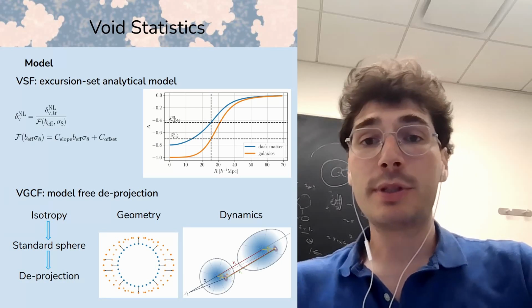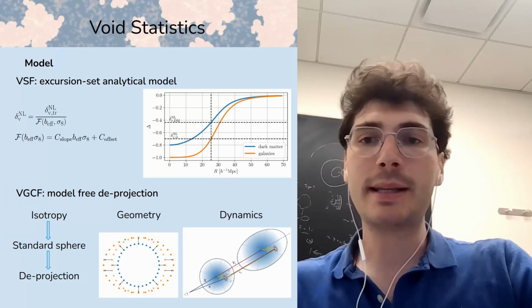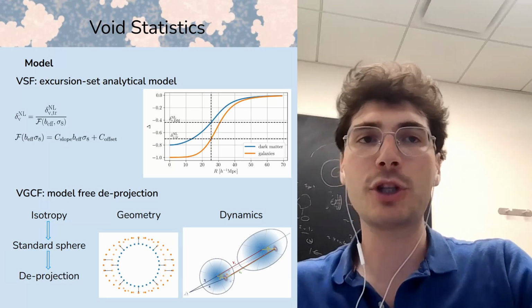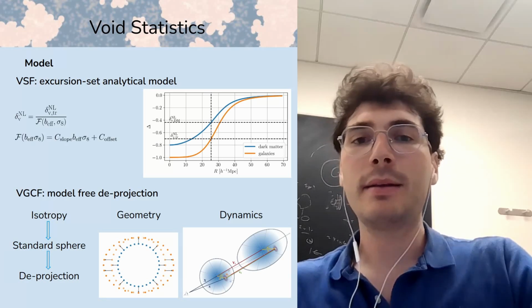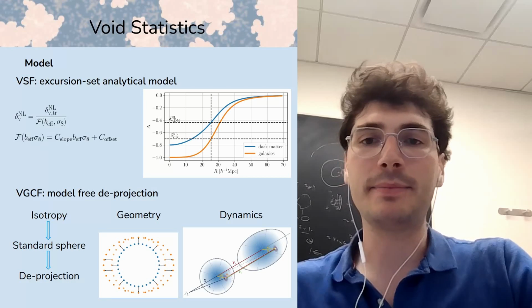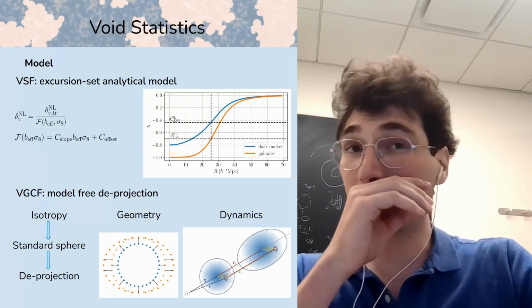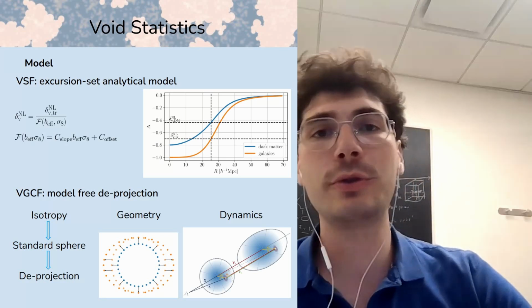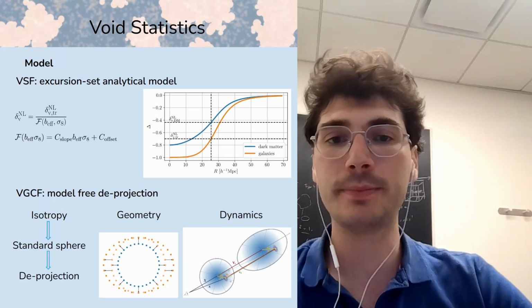Then this model also considers two nuisance parameters that account for systematic effects, such as inaccuracy in the projection technique, effects in the void sample, selection effects, or effects due to the nonlinear redshift space distortions.